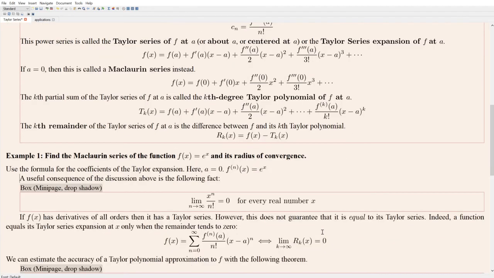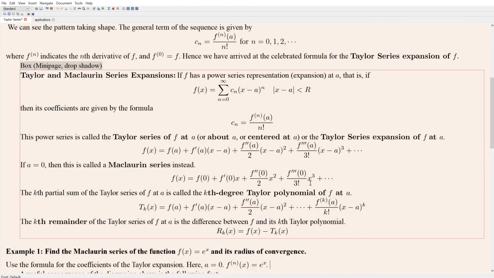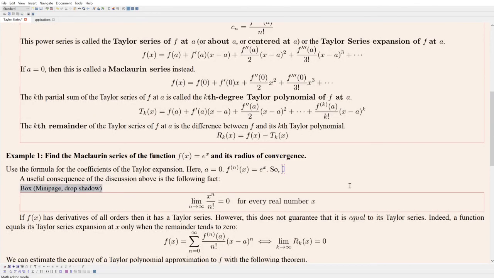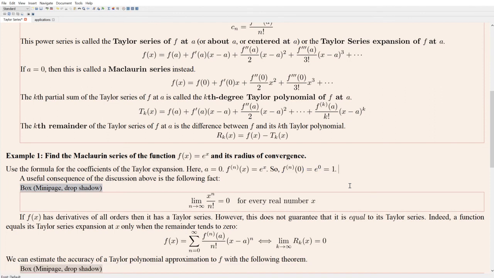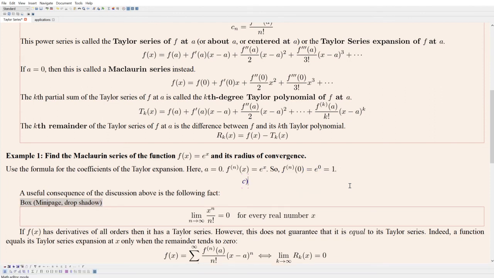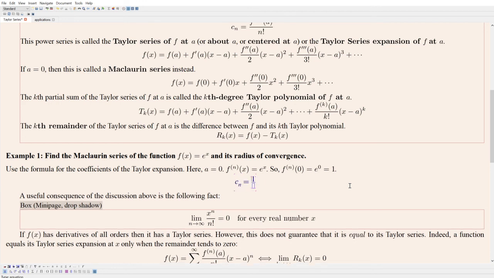So in general, the nth derivative is e to the x, and we need to apply it at the center point. We're applying it at 0, so that's going to be e to the power 0, which is 1. Okay, so we get that the coefficients of the Maclaurin expansion are 1 over n factorial.